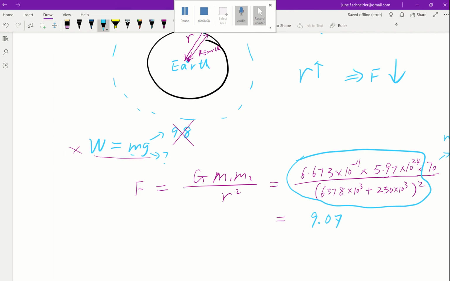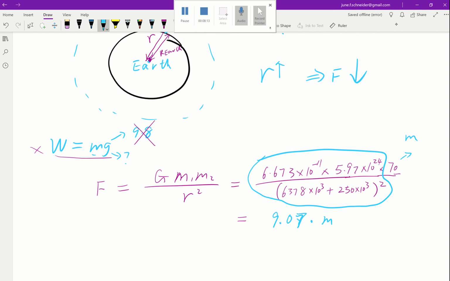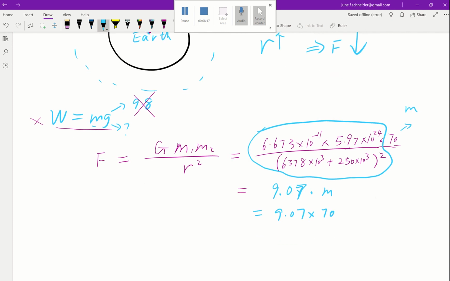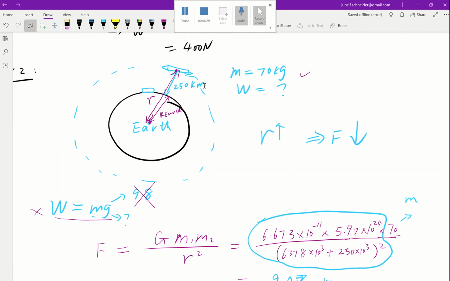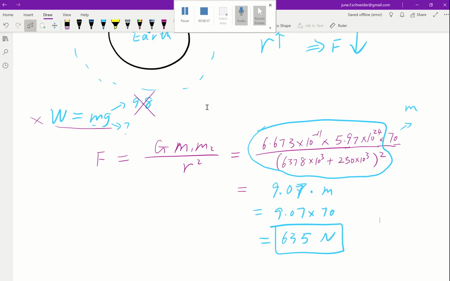And then times our mass. So it's 9.08 times 70 kilograms, and that will be 635 Newtons. That's how much the gravitational pull by Earth is on this astronaut who is orbiting 250 kilometers above. And that pull is less, right, as opposed to the astronaut standing on the Earth.